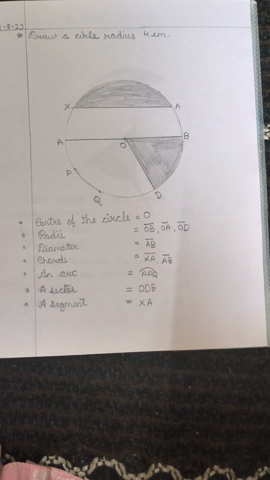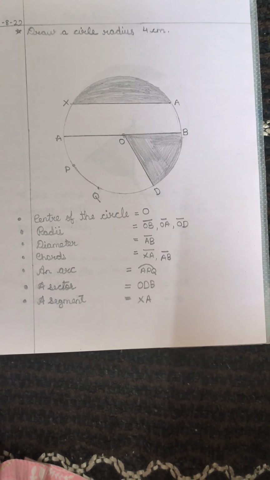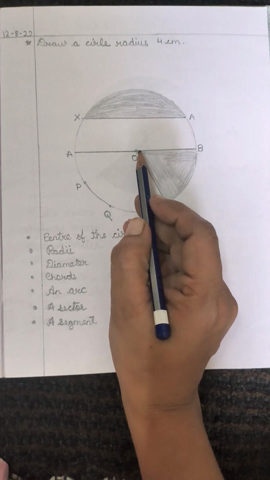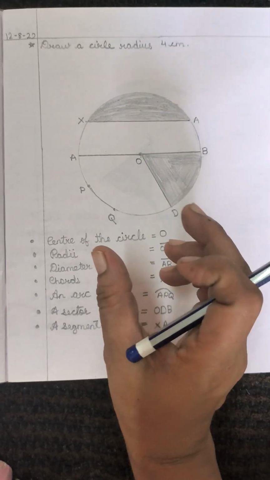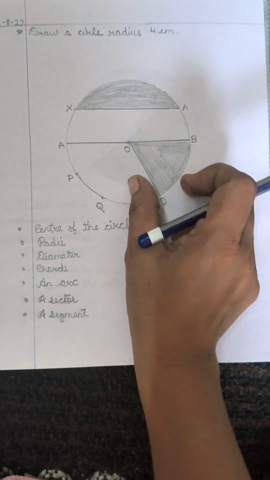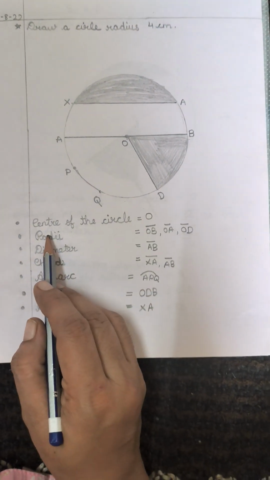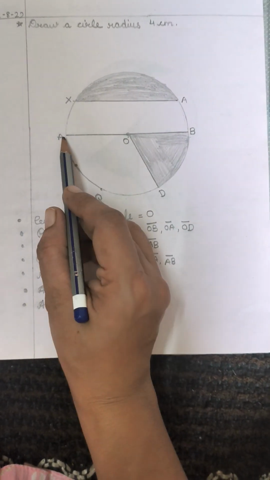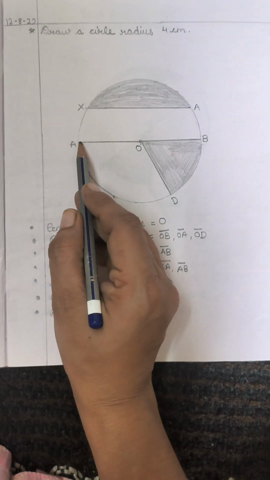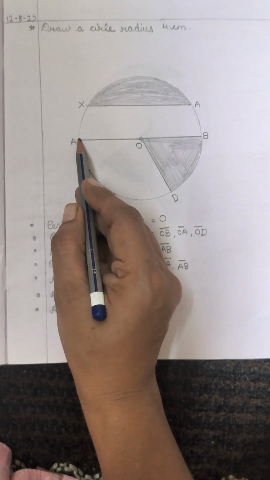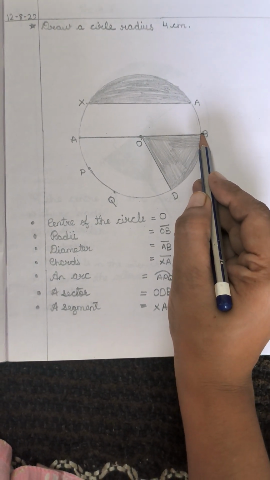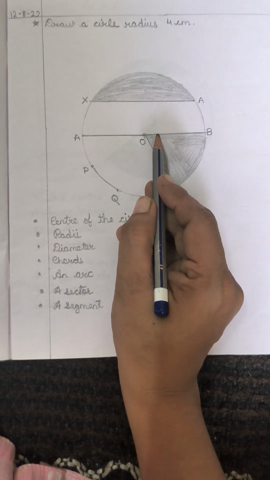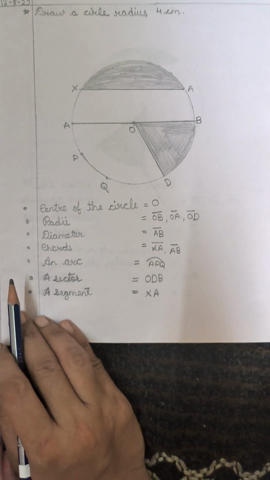Now over here, draw a circle with radius 4 cm. If we want to draw a circle of 4 cm, we will take a compass, put it in the center, measure 4 cm, and make a circle. After that we will obtain all these things: the center of the circle, this is O, and the diameter is AB. The diameter starts from one point on the circle and ends on another point of the circle, passing through the center. It should compulsorily pass through the center, then only it is called a diameter.